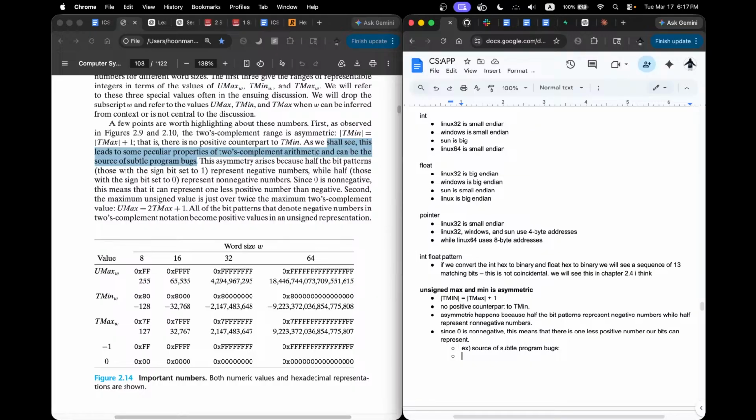This leads to peculiar properties of 2's complement arithmetic and can be the source of subtle program bugs. What could be the subtle program bug here, where you can't represent... I'm trying to think. You can have negative 128, but the maximum is 127. Subtle program bugs. Yeah, I don't know. I'm gonna ask chat. I really want to know what the subtle program bugs are.